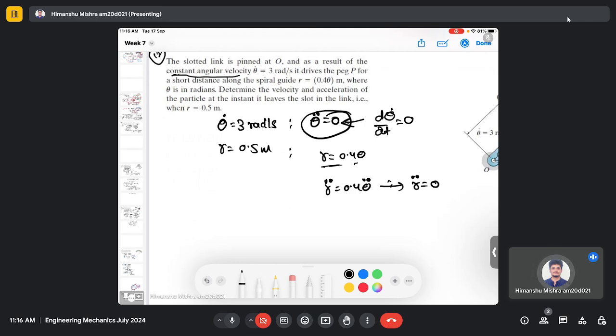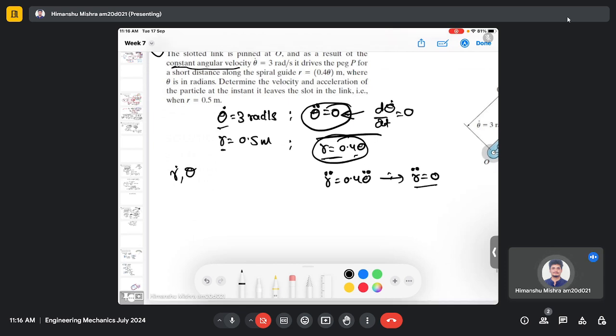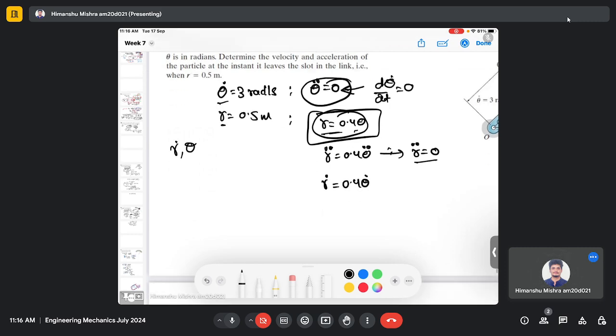So how many quantities have we figured out? We have r double dot, theta double dot, we know theta dot, we know r. We still need r dot and theta, which we can get from here. r dot we can get from this equation. If I differentiate this expression, I have r dot equals 0.4 theta dot. So r dot equals 0.4 times 3, so r dot will be 1.2 meters per second. So this we also found.